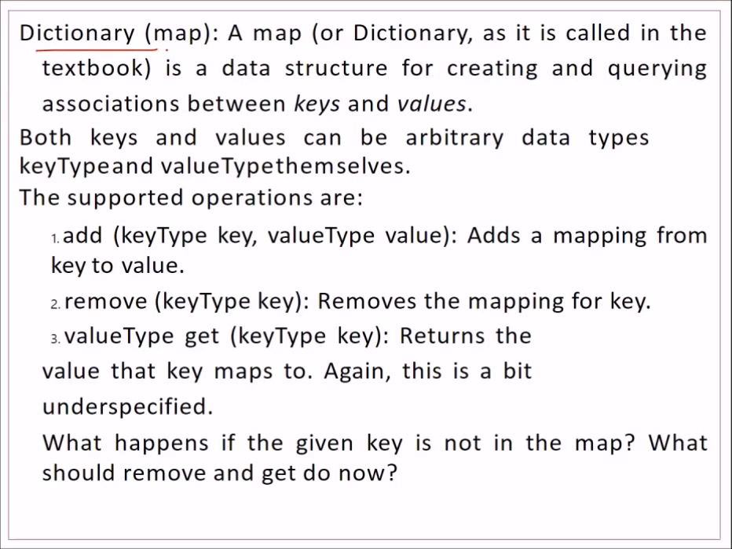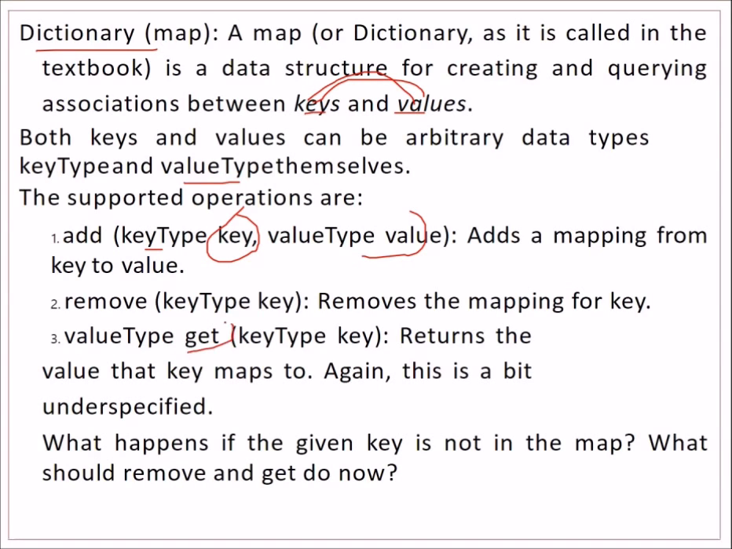Then the dictionary, which is called a map, where mapping is there, we'll have some keys and values. So a map or a dictionary is a data structure for creating and querying association between a key and a value. Both keys and values can be arbitrary data types, say key type and value type themselves. And they should support add, that is, add key value, where key is of key type and value is of value type. This adds a mapping from key to value, and remove means removing the mapping from the key.